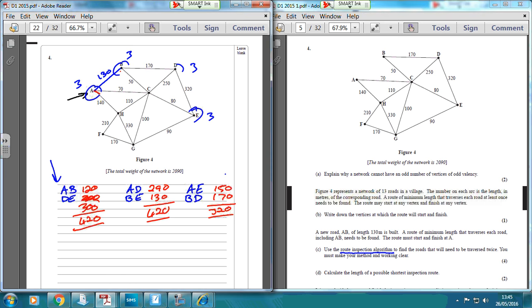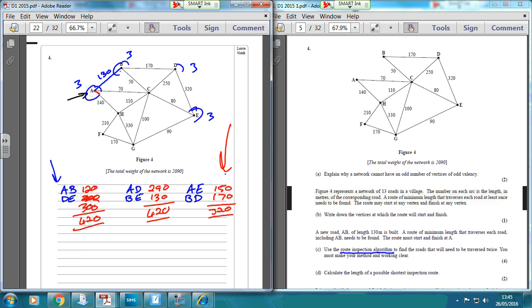So if we go back to this question, and hopefully after a while that will be a lot quicker for you to do. Like I say, we're taking our time on this video, so as soon as you go through more of these questions, it should be a lot easier. Use this route inspection algorithm to find the roads that will need to be traversed twice. So we're going to be using this one.